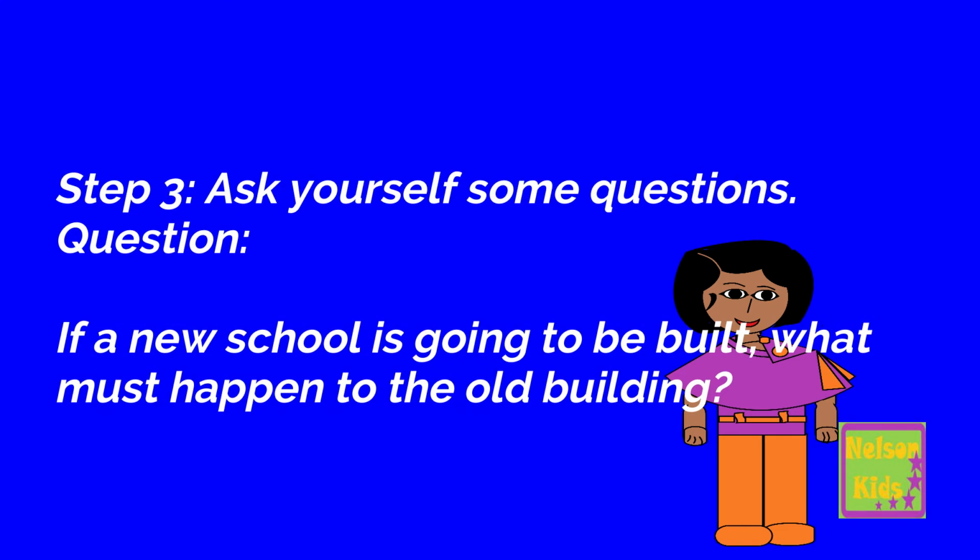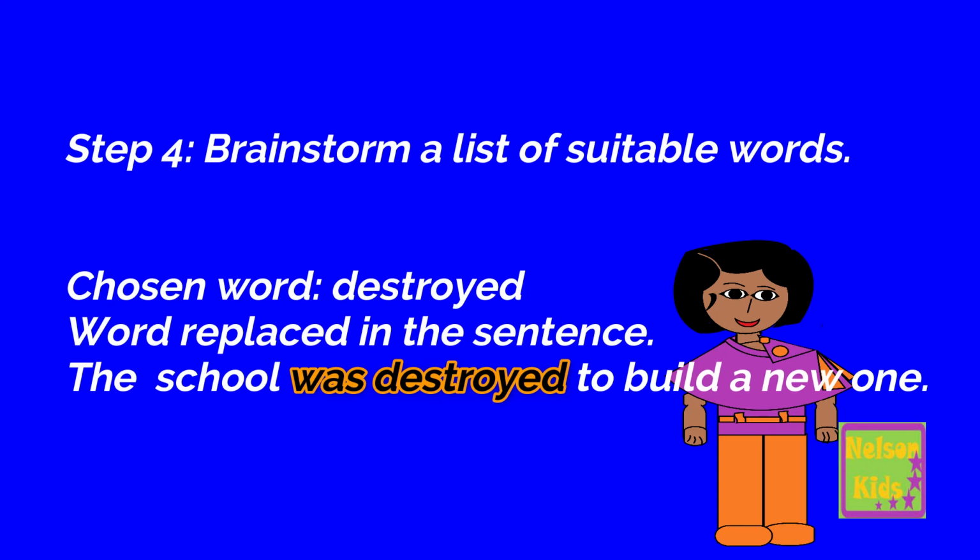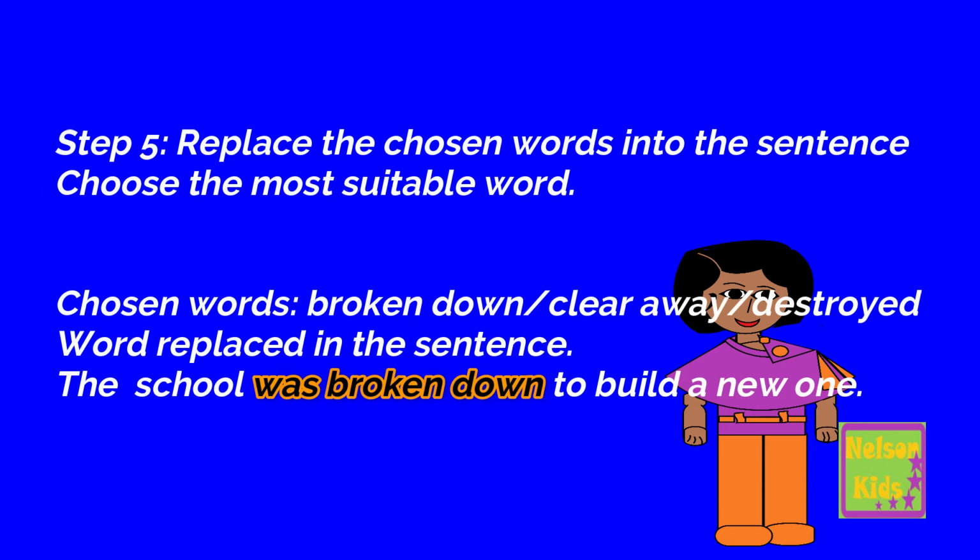But to double check my answer, I have to put it back into the sentence. So if I put, the school was destroyed to build a new one, that sounds okay, but there can be a better answer. So that means you need to continue to explore to find the best answer. Does it mean to break down or to clear away? Let me try that word. The school was broken down to build a new one. That sounds better than destroyed. So you have to keep asking yourself questions in order to find the best answer.